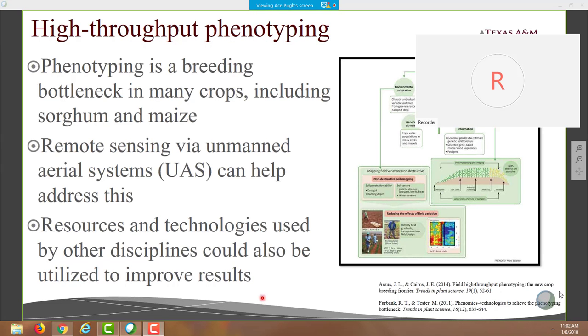So we talk a lot these days about the need for high throughput phenomics, because phenotyping is actually kind of a bottleneck in many crop breeding programs, including sorghum and maize. But remote sensing via unmanned aerial systems could help address this, and resources and technologies used by other disciplines could also be utilized to improve results.